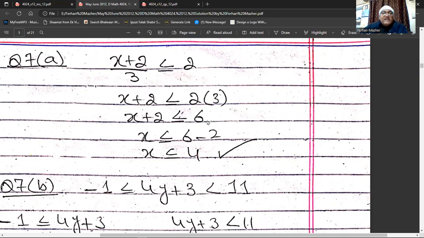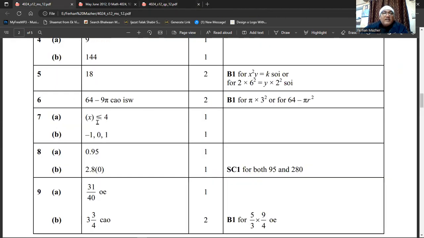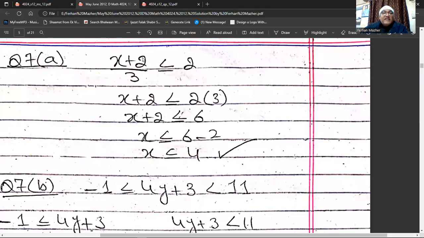This plus 2 will go on the other side. It will subtract. So you will have x less than or equal to 6 minus 2, and x will be less than or equal to 4. x is less than or equal to 4 is the right answer.